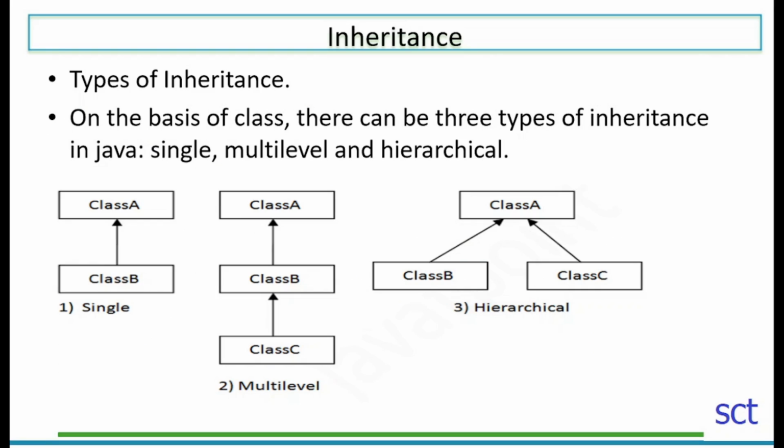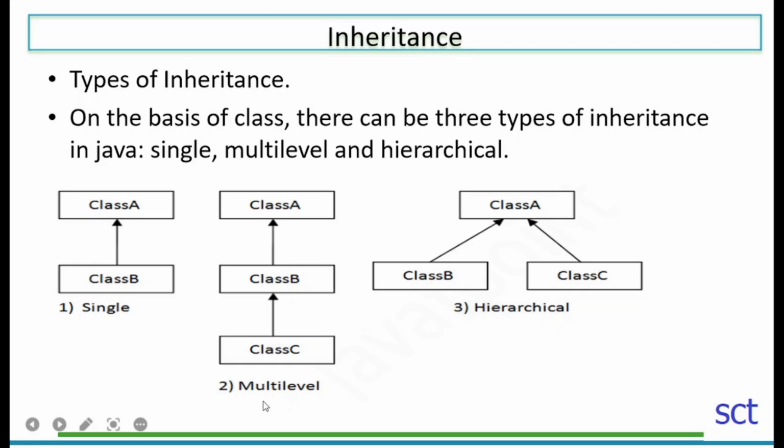Next, let us see the different types of inheritance. This is called single inheritance. Single inheritance means you have a base class, which is the parent class, and you have class B which is derived from class A. So it is called single inheritance.